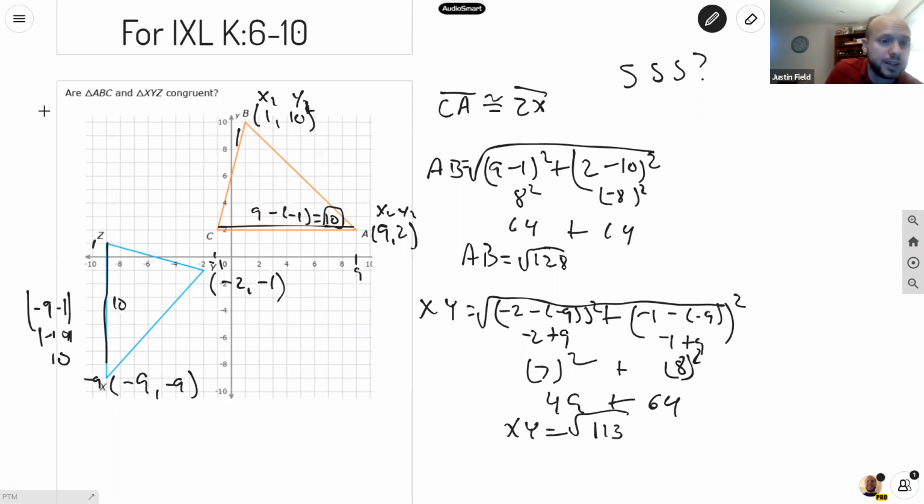Well, all right. I guess we do have to try. But at least we know now XY and AB are not congruent. So there's only one chance left. What is BC? So let's do this. See how fast I can do this.